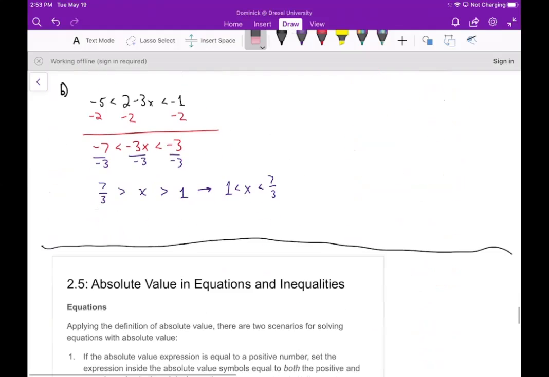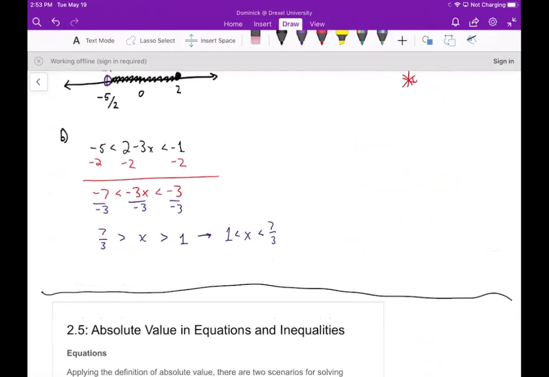Okay, but anyway, so in here, both 1 and 7 over 3, and 7 over 3 is like a little bit more than 2, but both of them are going to get open circles. And since I want stuff bigger than 1 but less than 7 over 3, I just want the stuff in between. All right, so that's our solution there.